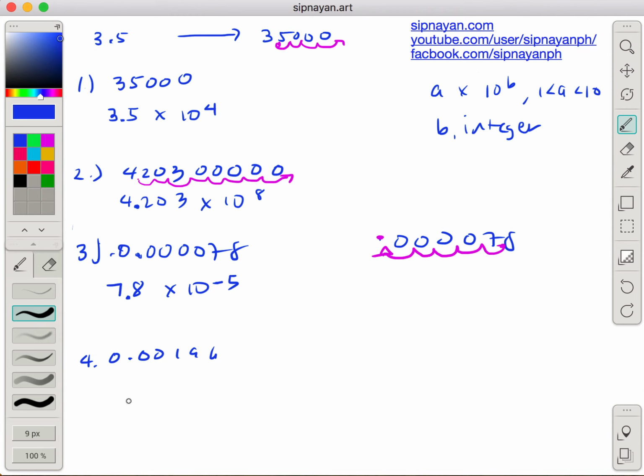And I guess this is obvious na, 1.96 times 10. So, pag 0.00196 to, magiging ilang movements yan? 3, di ba? Pakaliwa. So, negative 3. Okay, so I hope nakita nyo yung pattern, yung method ng pagsulat ng numbers in scientific notation.